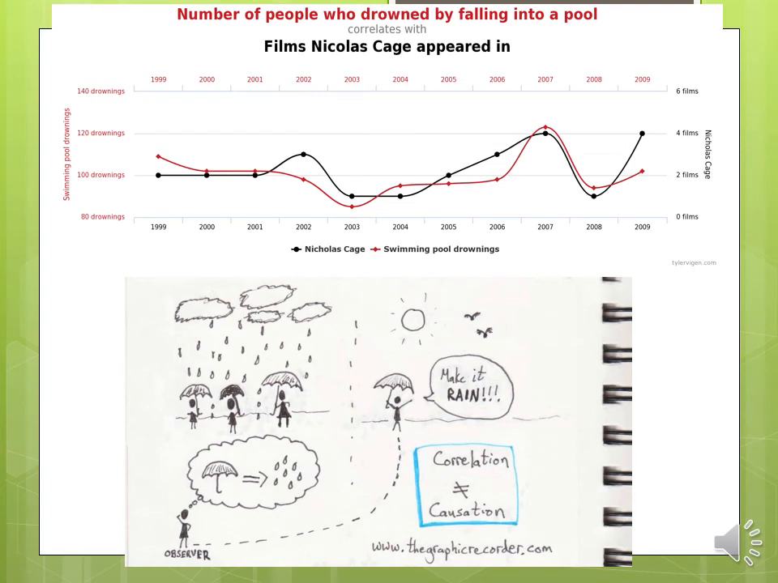The number of people who drowned by falling into a pool and films Nicolas Cage appeared in. Again, you start to see a lot of overlap in the data points here. But Nicolas Cage films don't cause people to fall into pools and drown. An easier way of looking at correlation versus causation: if you see a bunch of people outside in the rain and they have umbrellas, you might assume that umbrellas cause rain. However, a good way to test whether this is a correlation or actually causal is to go outside with an umbrella. And if it doesn't rain, then maybe the umbrellas don't cause the rain.